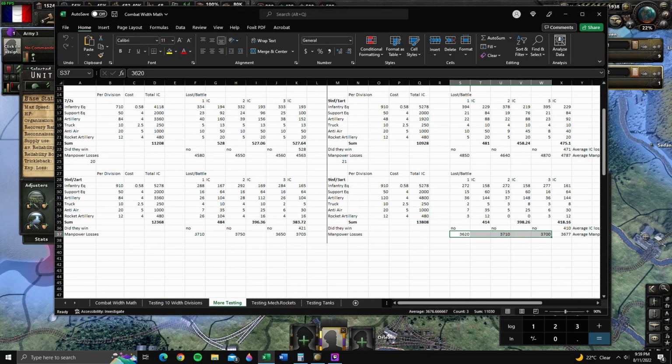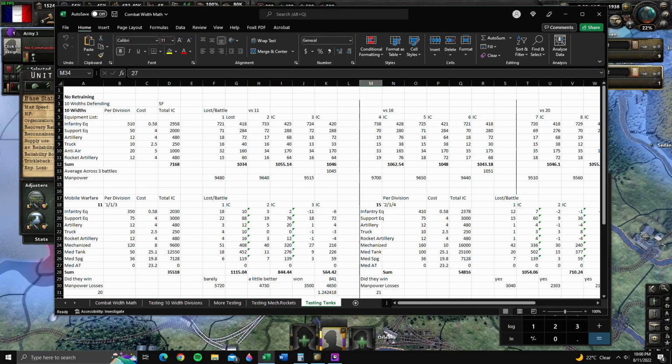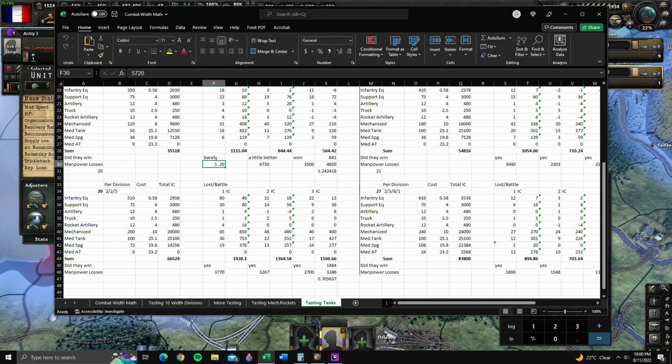That's why these losses are always consistent. You really don't need to run this test more than a few times because you really just need to know, did they win? If they don't win, they're going to take the same losses every time. If they do win, say over here, then it matters how well they won. How much org damage did they take to win?